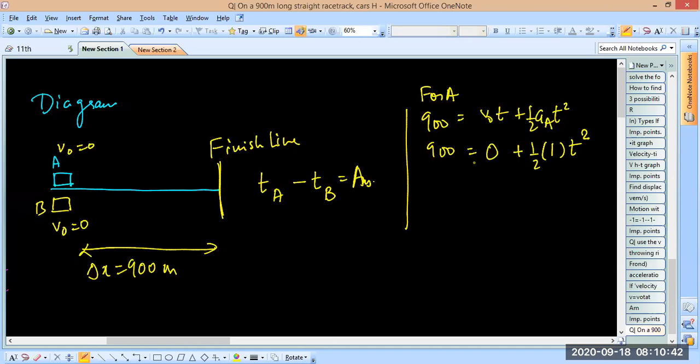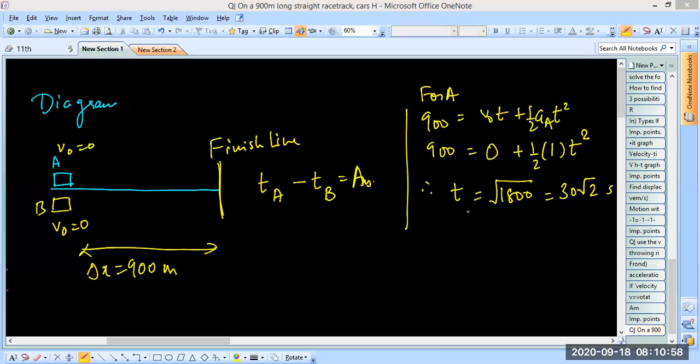That will give me that the time for A, t, is equal to the root of 1800. So that is 30 root 2 seconds. This is not the answer. Mind well, this is not the answer. This is only T_A, that is, time taken by A.